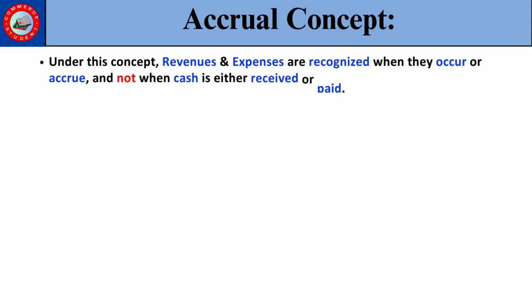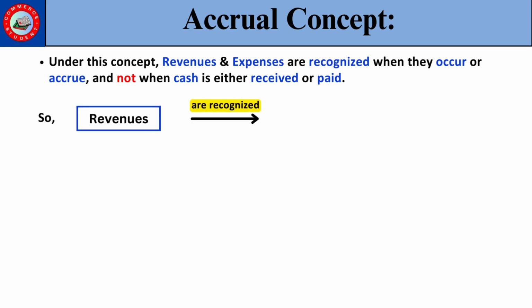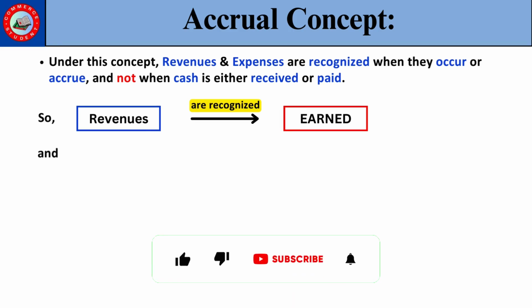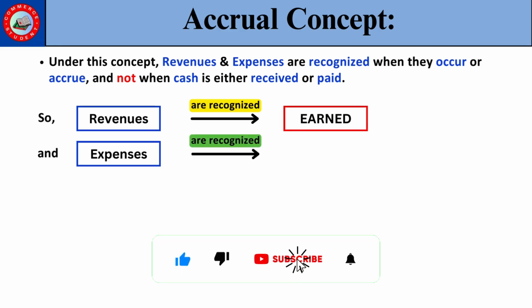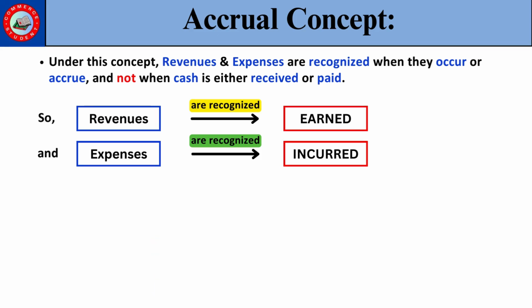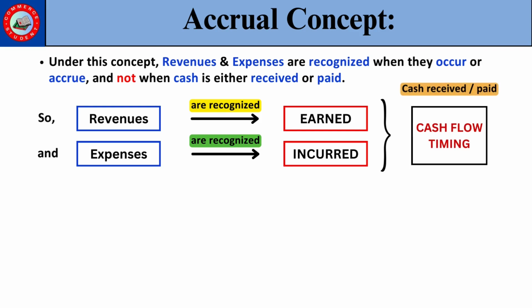Next, accrual concept. This concept tells us when to recognize revenues as well as expenses in financial statements. It states that revenues and expenses are recognized when they occur or accrue, and not when cash is either received or paid. So revenues are recognized when they are earned, that is when goods or services are sold, and expenses are recognized when they are incurred, that is when goods are consumed or services are received, regardless of cash flow timing. Let's consider an example to understand this concept better.